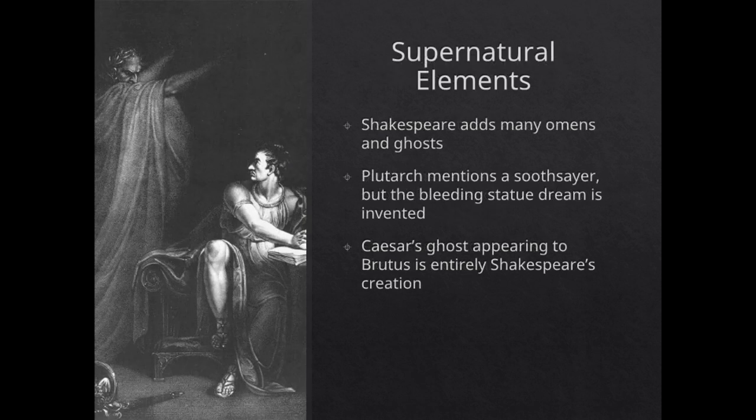Shakespeare adds many supernatural elements that are not well documented in history. While Plutarch does mention a soothsayer warning Caesar, the dream of the bleeding statue and Caesar's ghost appearing to Brutus are Shakespeare's inventions. These elements heighten the theme of fate and foreshadowing.